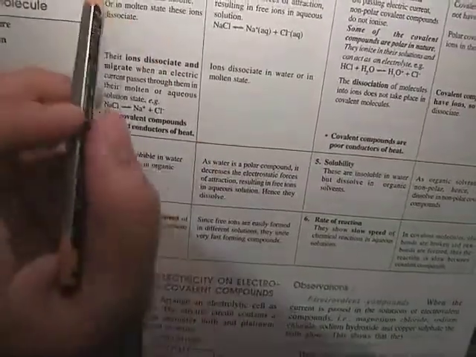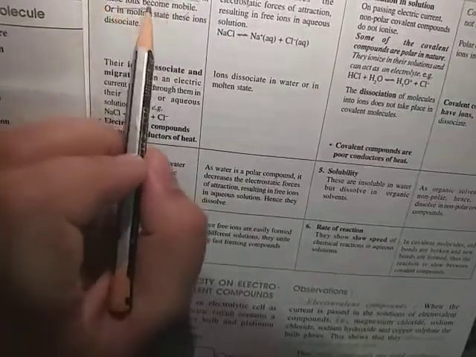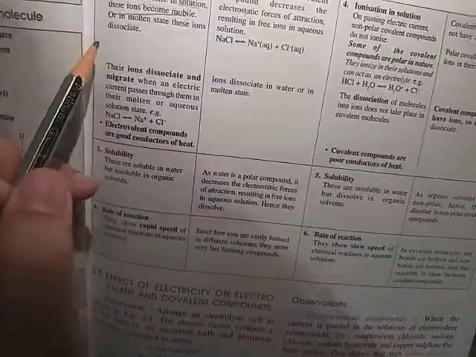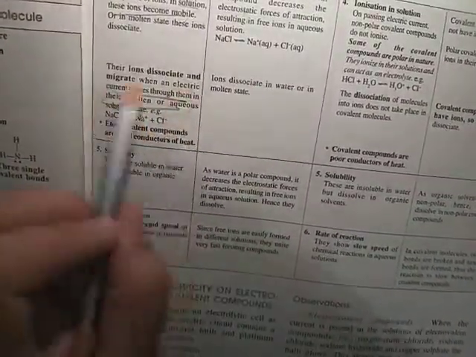Next, dissociation. As soon as you dissolve it in water, they start moving from one place to another place, which is responsible for the passage of electric current. It is written very clearly here.